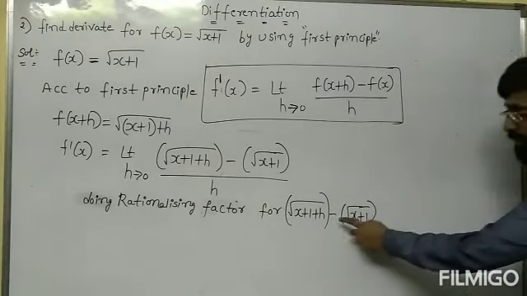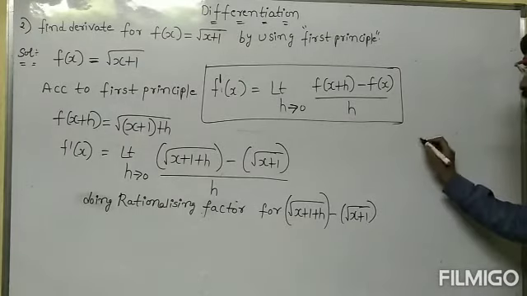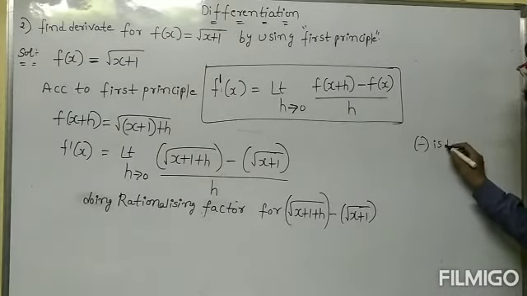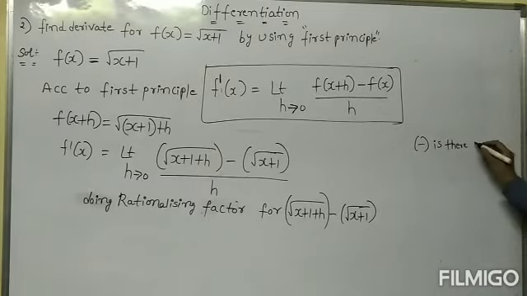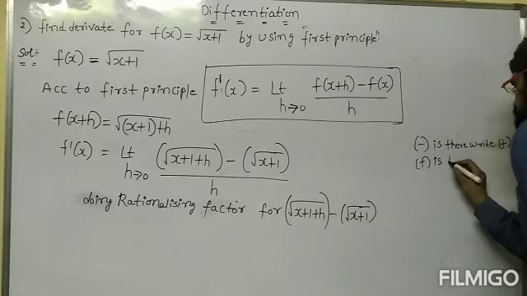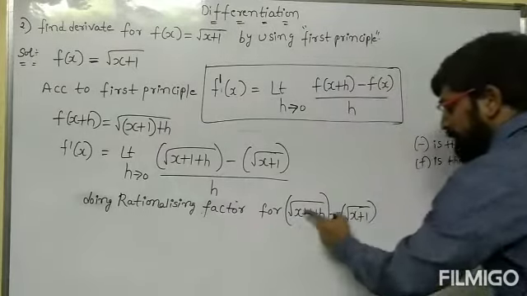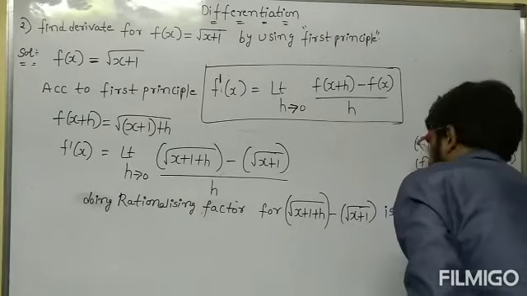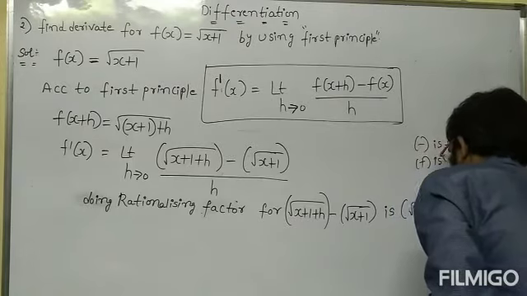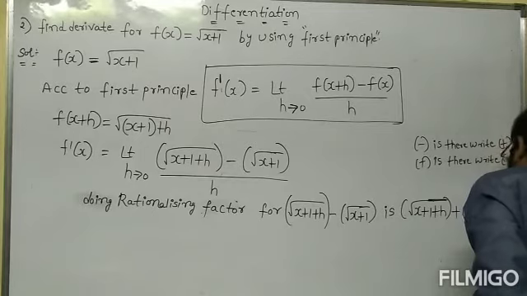Now the rationalization factor: where there is minus, we have to write plus, and where there is plus, write minus. The opposite sign. So the rationalizing factor is root x plus 1 plus h plus root x plus 1.